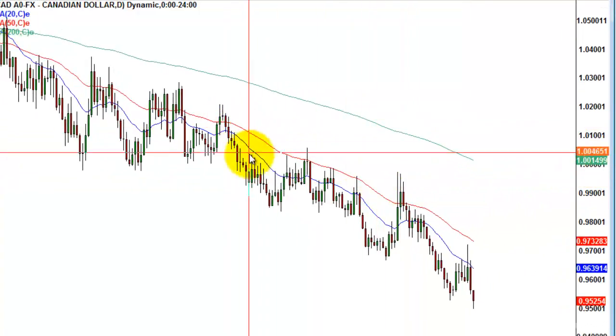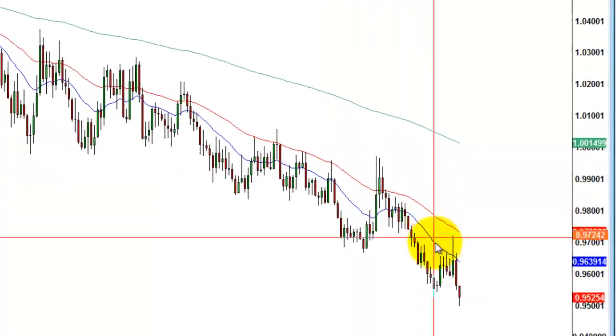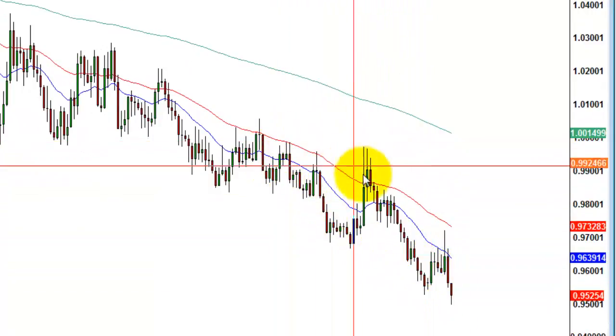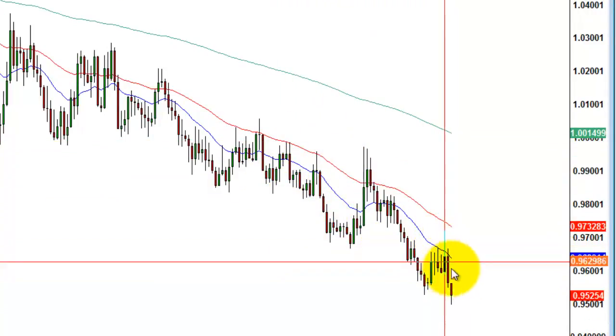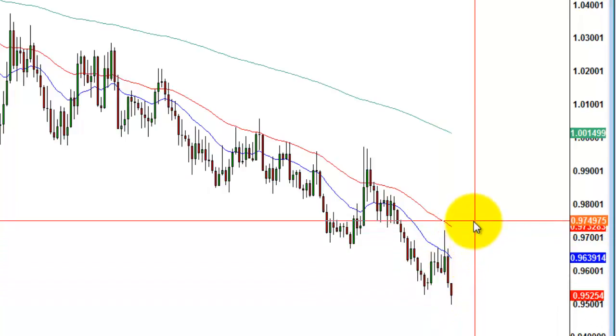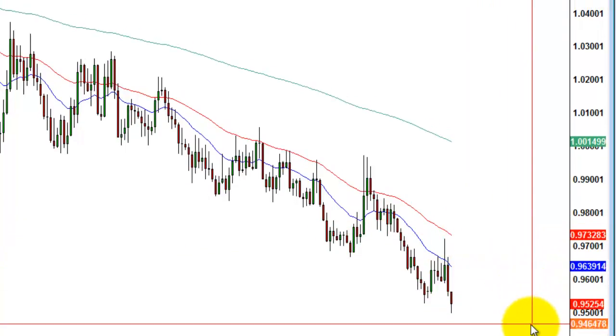So for example, we could see that it doesn't respect the 20 moving average. However, it does seem to like the 50 a little bit more. So what we could reasonably expect is cyclicity to come back to the 50 moving average, make a lower high before it makes a lower low again.